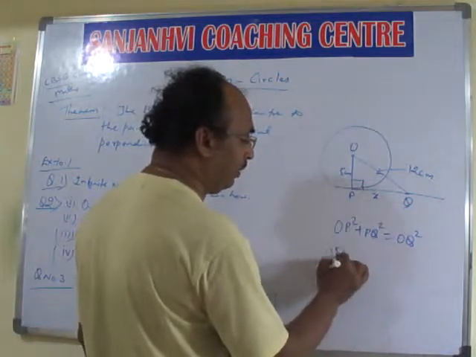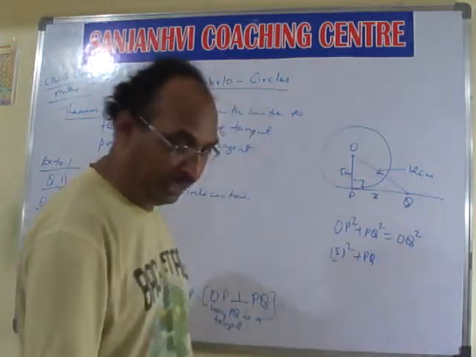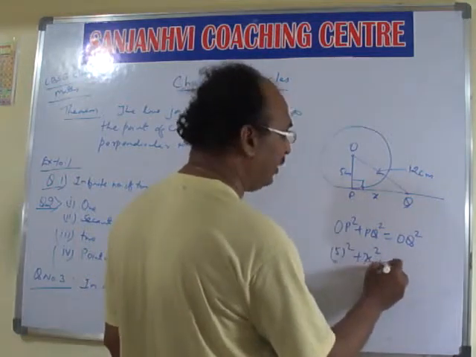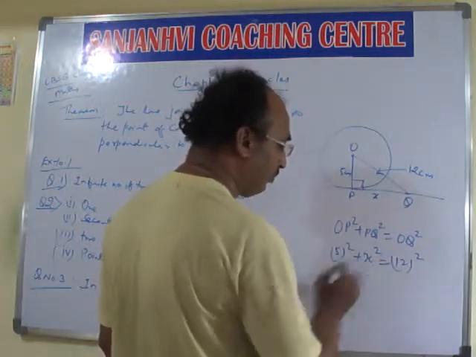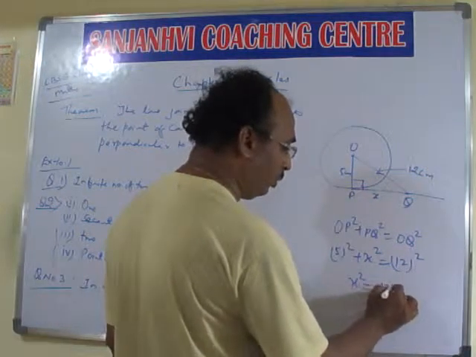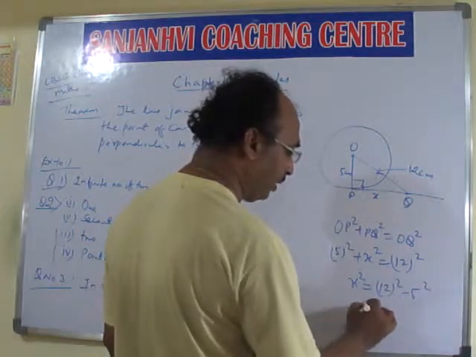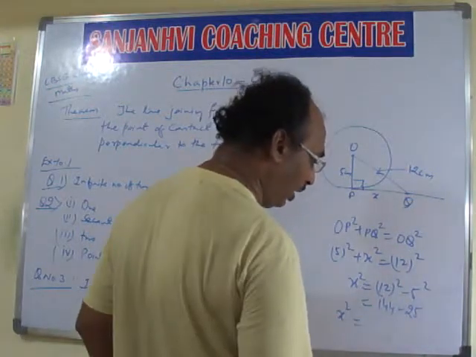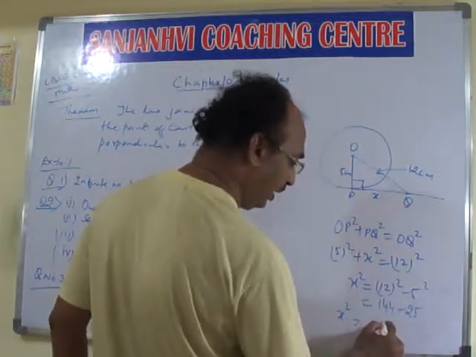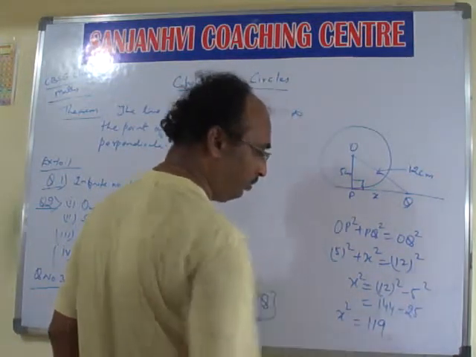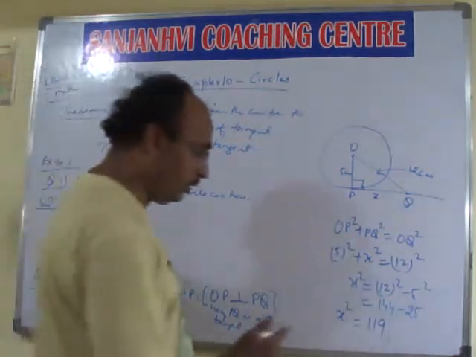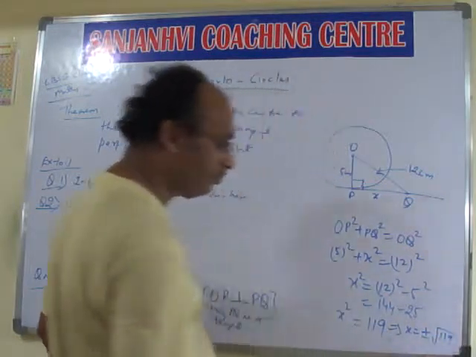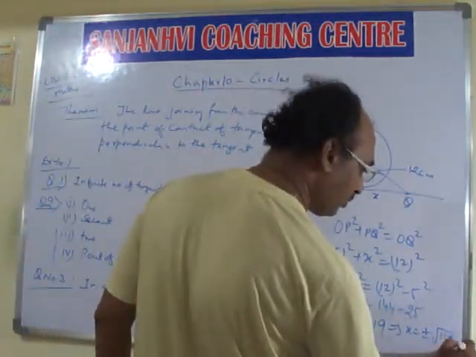So 5 square plus PQ. We do not know it, so we write X. So X square, OQ is 12 centimeter. So X square is equal to 12 square minus 5 square, 144 minus 25. So X square is equal to 119. So X is equal to plus minus root 119 centimeter.